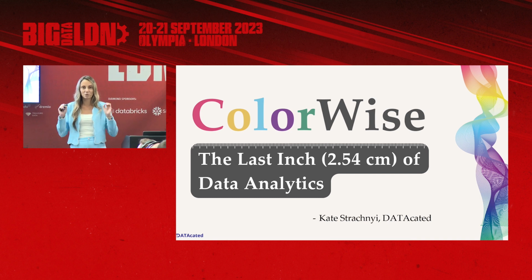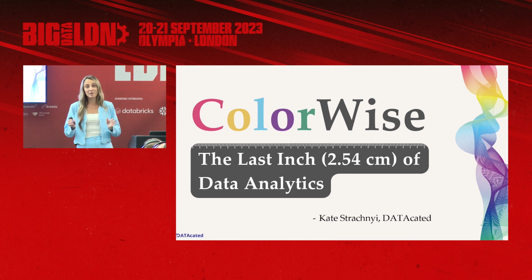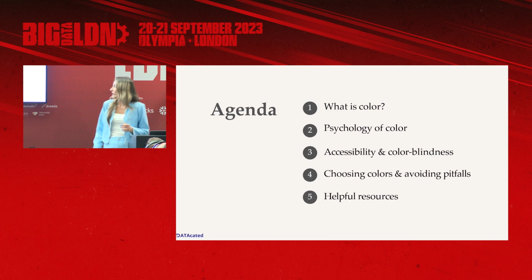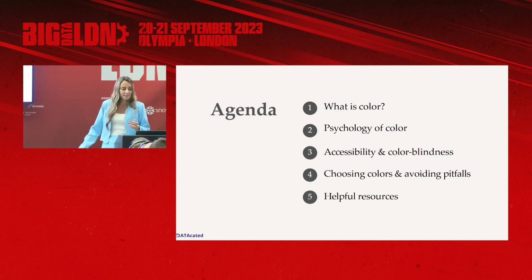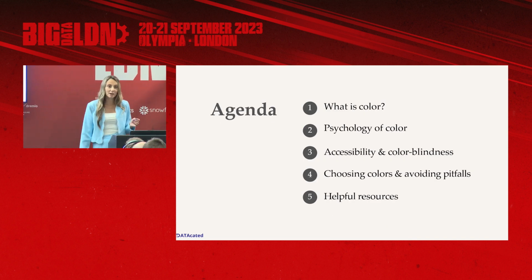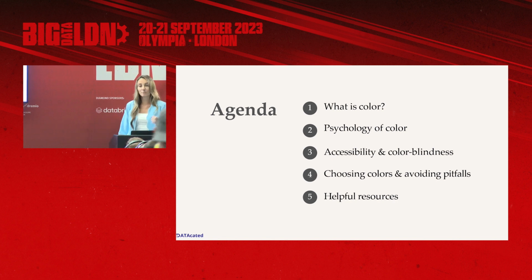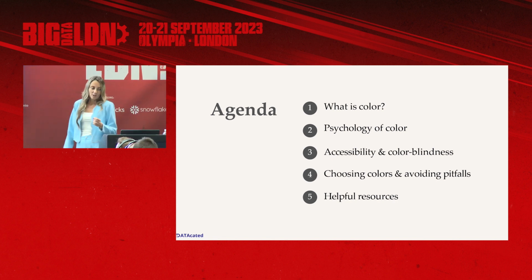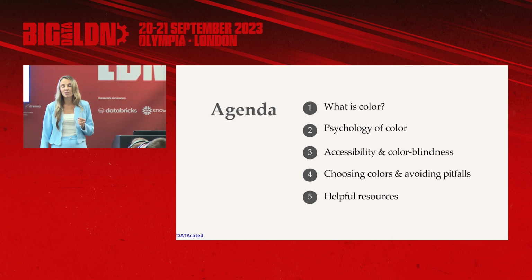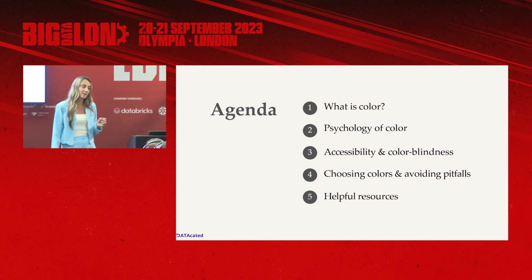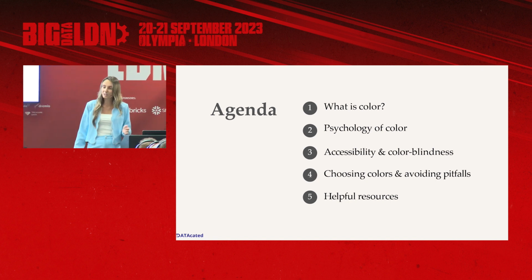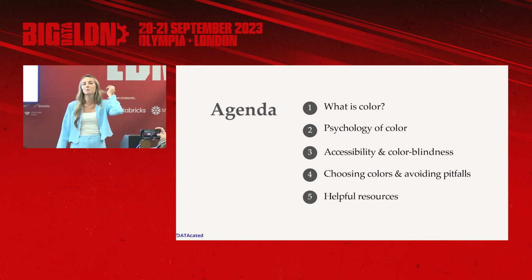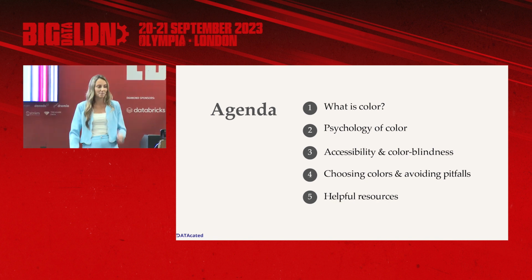Take a step back. Don't just throw colors on a page and call it quits. So I'm going to spend about 20-30 minutes here just telling you a bit of best practices about color. So we'll start off with what is color. We'll talk about the psychology of color, touch on accessibility and color blindness, go through some tips for choosing colors and some pitfalls to avoid, as well as sharing some helpful resources that you can actually take back with you for your next data visualization.